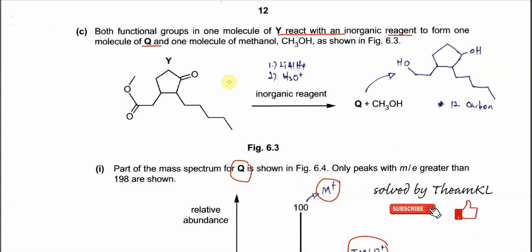Okay, so let's say now the compound Y forms Q and methanol, and the Q only has a hydroxyl group, as mentioned just now in the question. So it means first it is not hydrolysis, and it must be something else. So the inorganic reagent is actually lithium aluminum hydride with acid or water. The one that reacts is actually this part and this part.